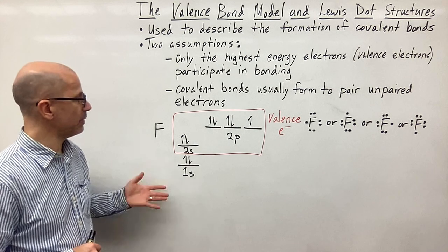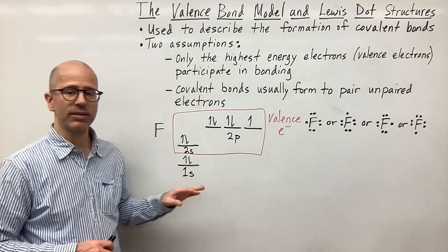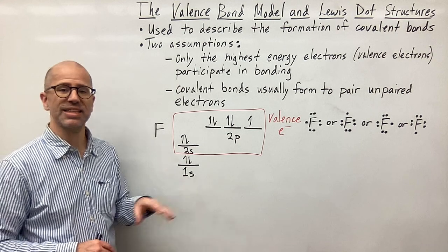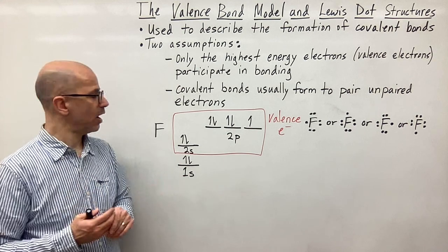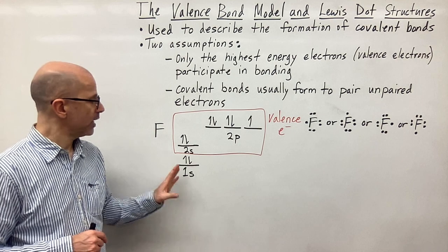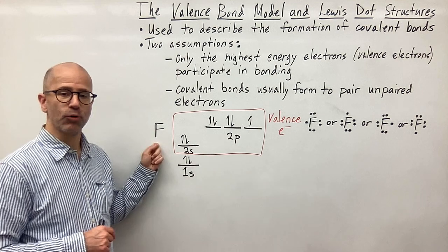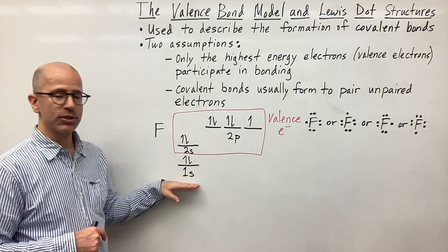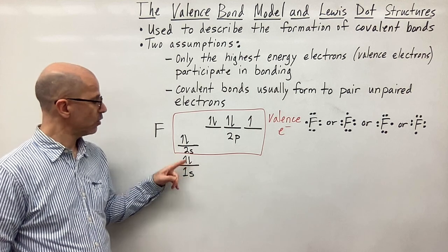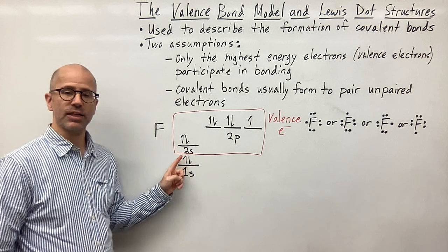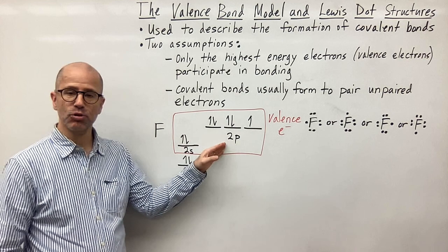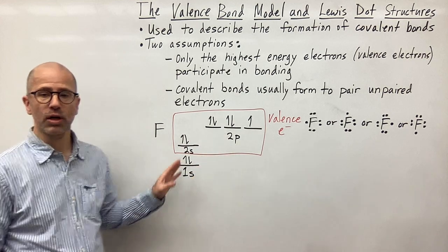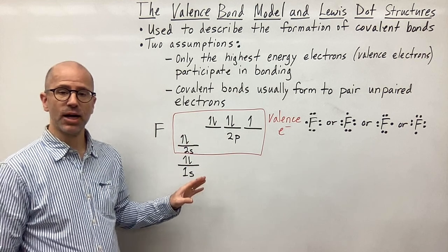So what do we mean by the valence electrons? Valence electrons are the electrons in the highest energy level, the outermost energy shell or energy level of your atom. And so here's an orbital diagram of fluorine. Fluorine has 2 electrons in the 1s orbital, 2 electrons in the 2s orbital, and 5 electrons in the 2p orbital, for a total of 9 electrons.